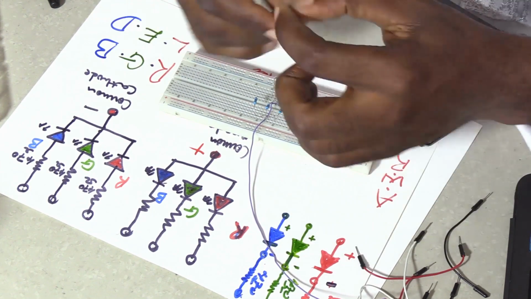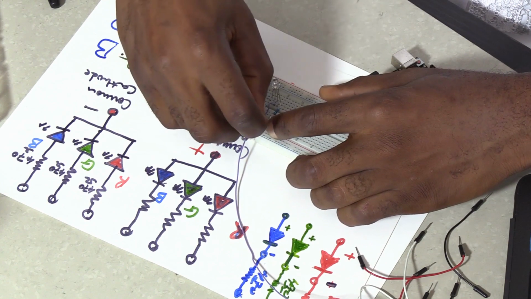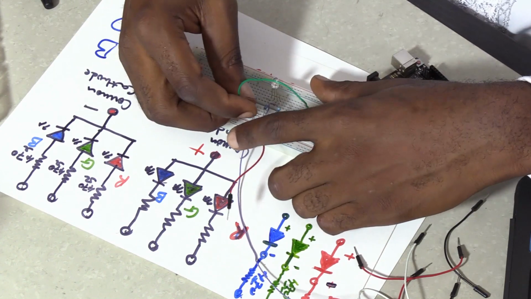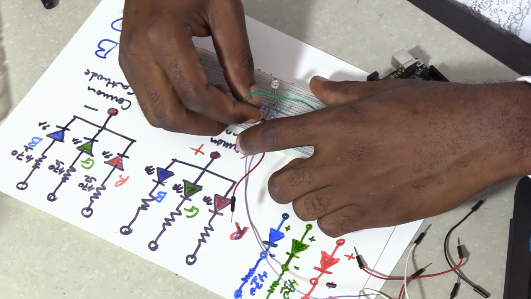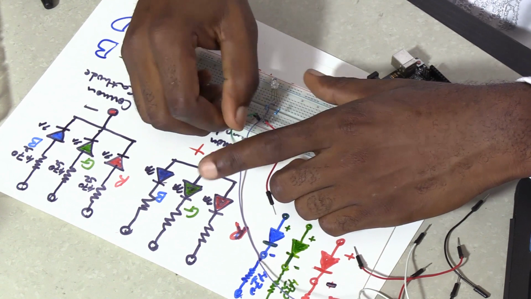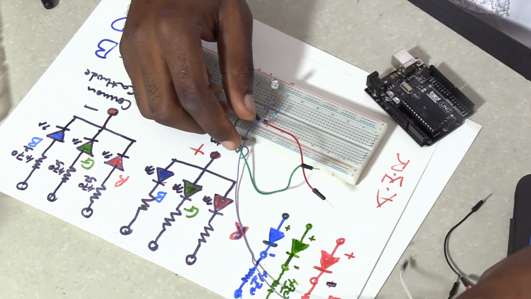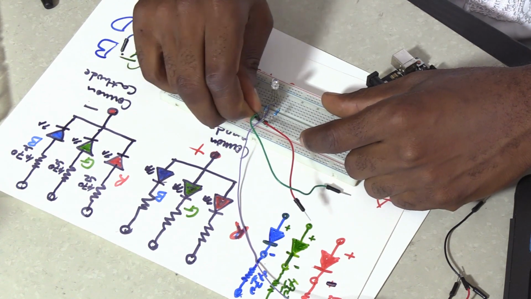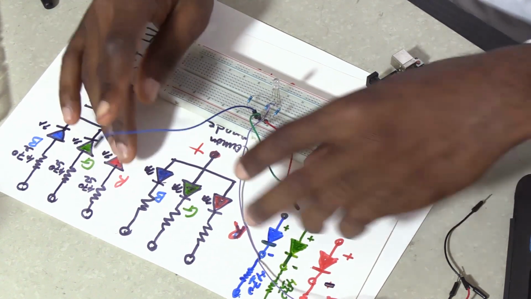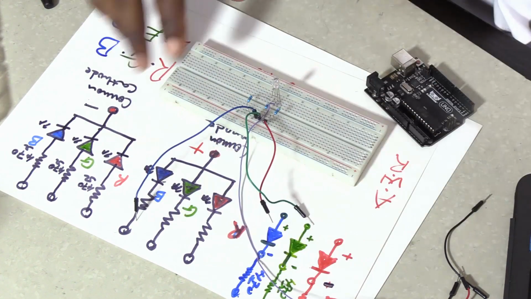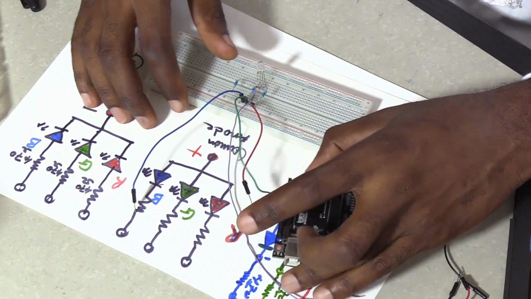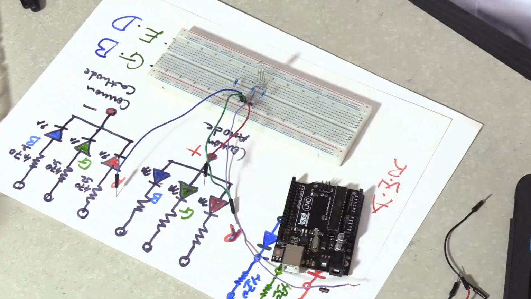Now my first one is the red, I use a red jumper. Then for the RGB green, I use a green jumper. And for blue, I use a blue jumper for the last one. Okay, so this is it. And in my Arduino board, I'm going to make use of pins.